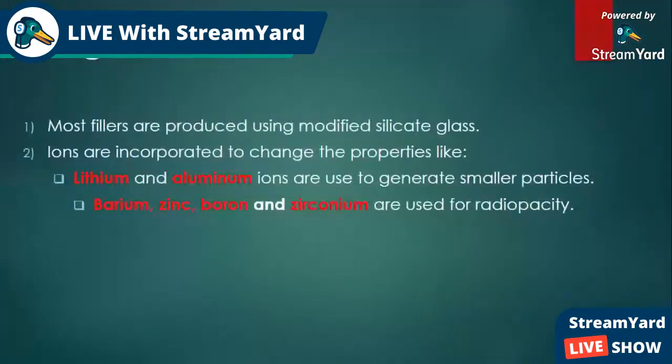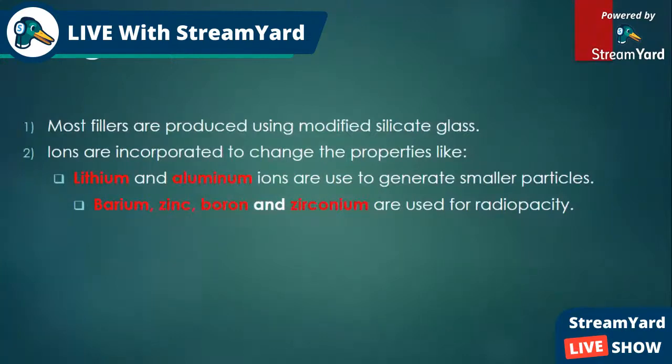Now we'll talk about the inorganic fillers. These fillers are produced by using modified silicate glass. The reason for using the modified silicate glass is because it acts excellently with the coupling agent, which I will discuss in a later slide. I'll show you there what I meant by this.